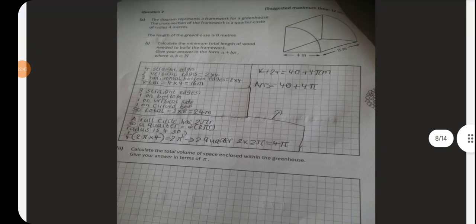And a full circle has 2 pi radius. So a quarter circle is a quarter of 2 pi radius. Radius is 4, so that's the equation, which is 16 plus 24. We get from the two equations 40 plus 4 pi meters. And then that's the answer, 40 plus 4 pi.